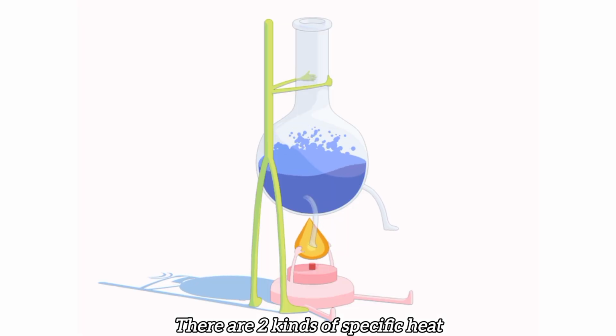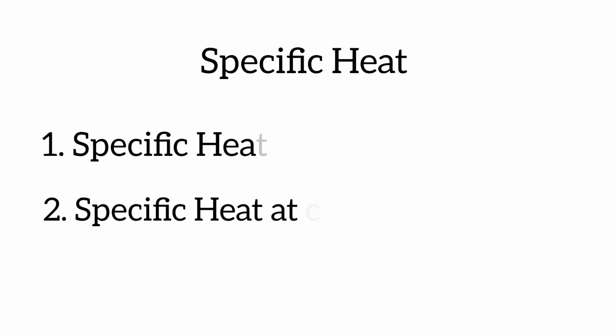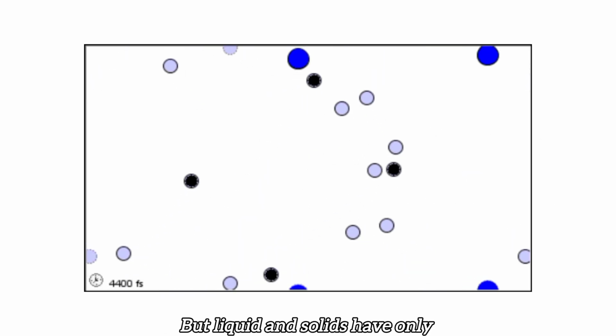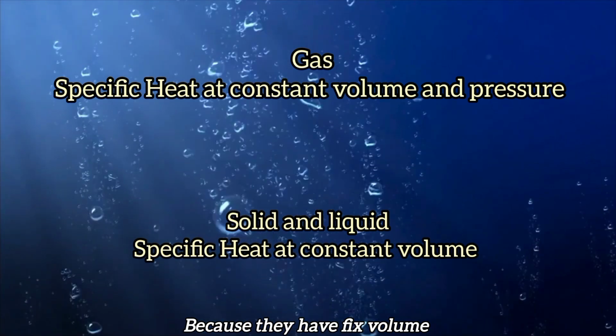There are two kinds of specific heat: specific heat at constant volume and specific heat at constant pressure. Gases have both types of specific heat, but liquids and solids have only specific heat at constant volume because they have constant volume.